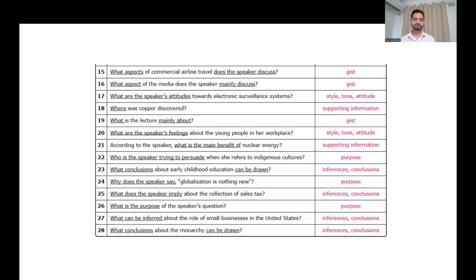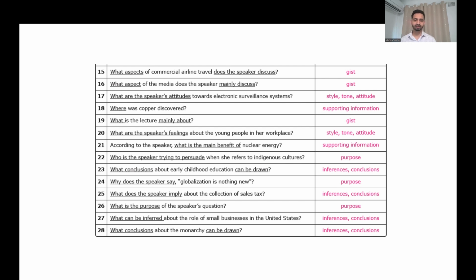What does the speaker say? Globalization is nothing new. Why does the speaker say so? Looking for a purpose, right? Why did he say that? What does the speaker imply about the collection of sales text? Again, conclusion and inferences. What is the purpose of a speaker's question? We're looking for purpose. It already gives you away. You're looking for the purpose.